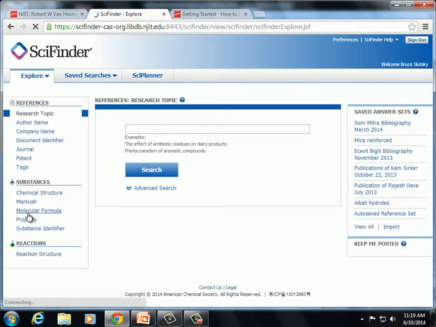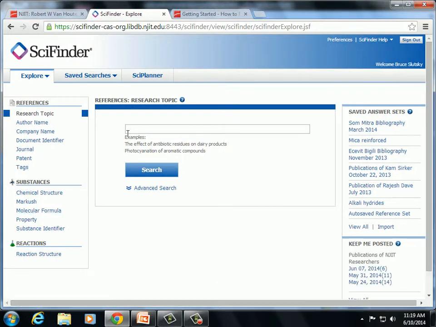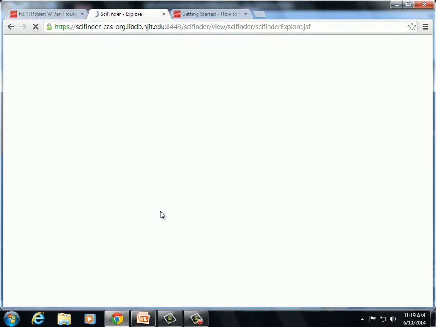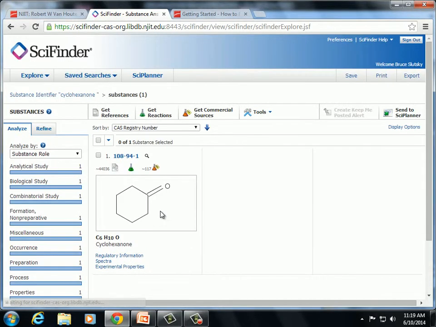Okay, so you see you can search different ways. I'm not going to search on a topic here. I'm going to go into substances and put under substance identifier, cyclohexanone. Okay, search. Here's the registry number for cyclohexanone, so you can search under that, and the structure. But what we're looking for here is experimental properties.